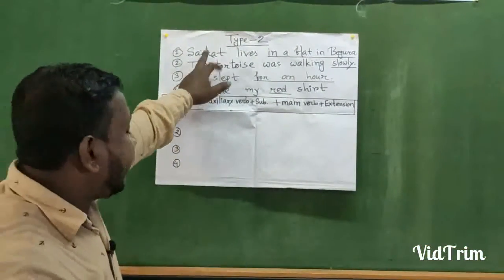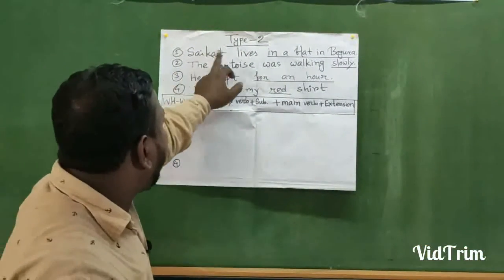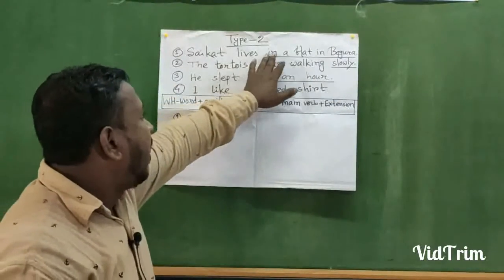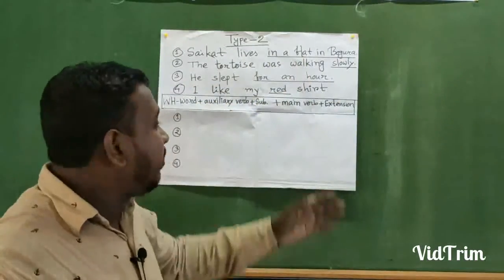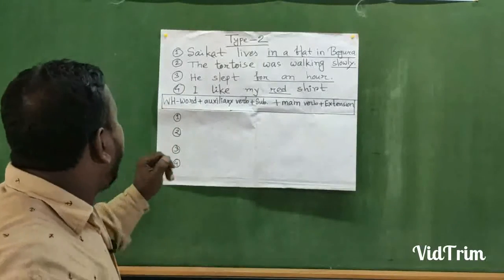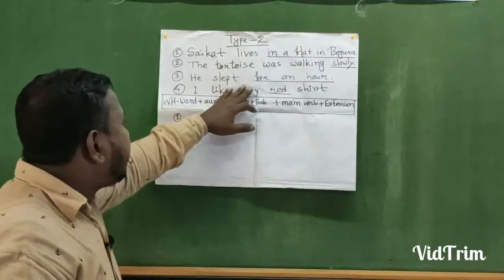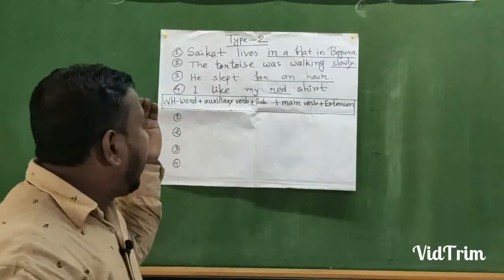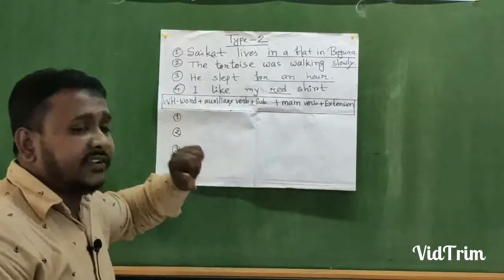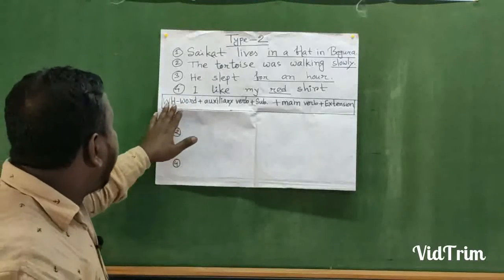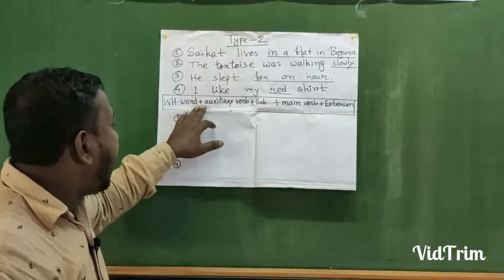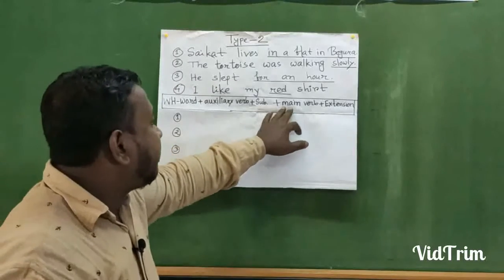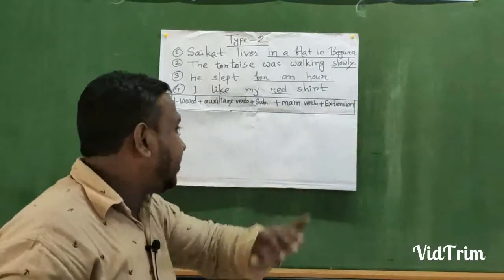Here the underline is not under the subject. Because lives in a flat in Bogota. Here the subject is a verb, and in a flat in Bogota is the extension. Object is not present here. So for this type of sentence, to make a WH question we have to follow this structure. What is the structure? At first WH word plus auxiliary verb plus subject plus main verb plus extension.